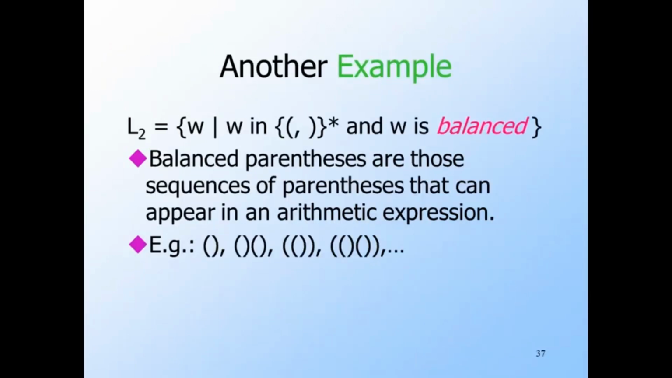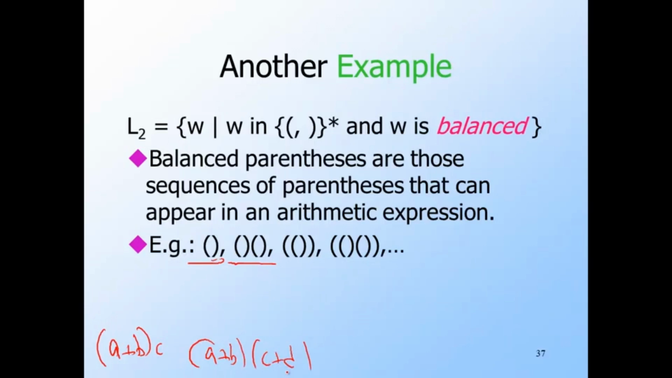Here's another example of a non-regular language, the set of strings that are balanced parentheses. The strings of balanced parentheses are those that can appear in an arithmetic expression. For example, the string of left paren, right paren, can appear in an expression like a plus b times c. Or this string can appear in an expression like a plus b times c plus d.